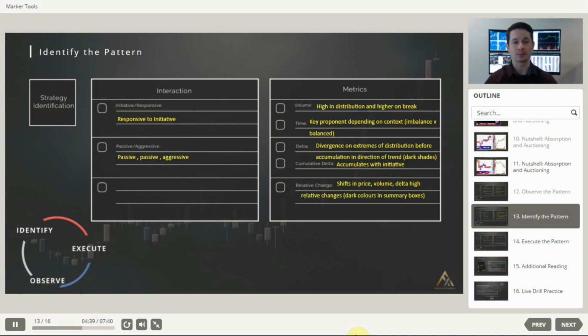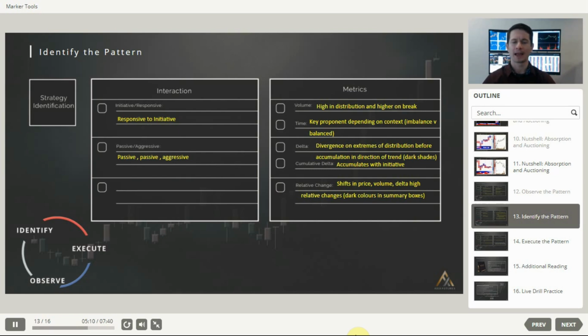Now metrics, super important. You want to pay attention to these key metrics. You simply get the chart up, have a look at the volume, look at the time, look at the delta, the cumulative delta, and the relative change. Make sure you're writing down what was happening with every one of these metrics within this strategy. In general, what we observed was high volume within the distribution, but much higher on the break. For obvious reasons, initiative does tend to bring new business and high volume.